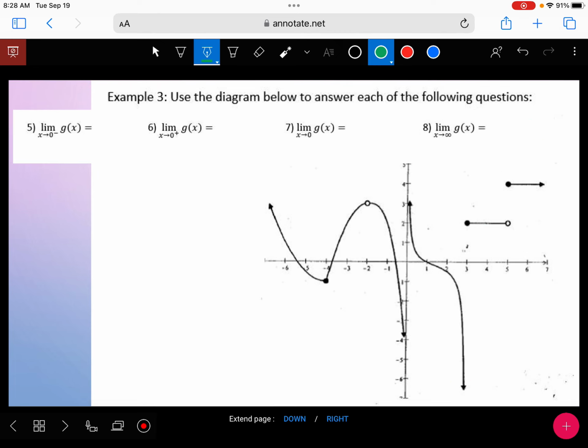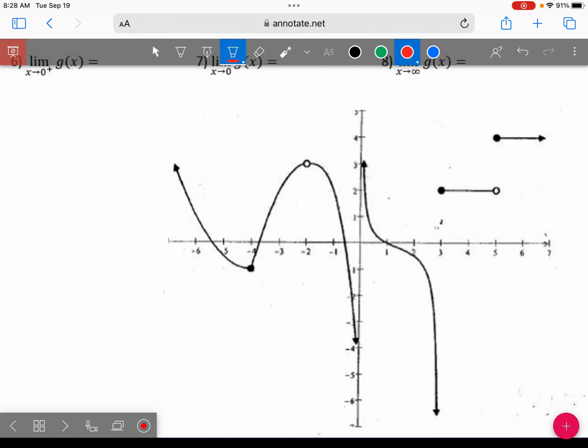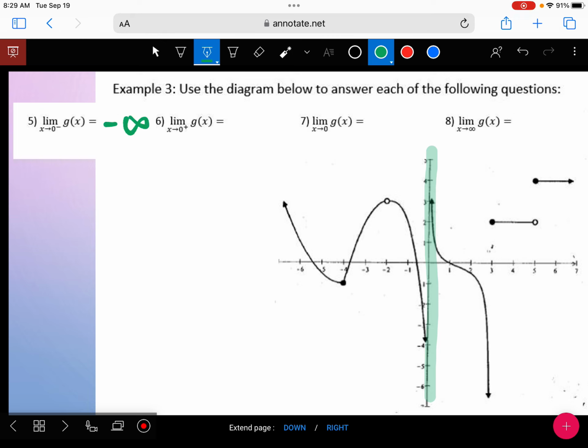All right, let's look at 5, 6, 7, and 8. So let's look at 5. Now we're going to look at 0. Do we have a discontinuity at 0? We do. It's an infinite discontinuity. Again, you don't have to draw these walls. This might be confusing, I don't know. But if I draw a wall right here, the left side of the wall, which is this arrow, is going down. So the limit on the left would be what? Negative infinity. On the right side of the wall, it is going up. So the limit would be positive infinity.